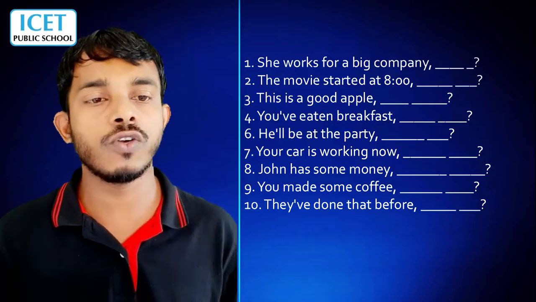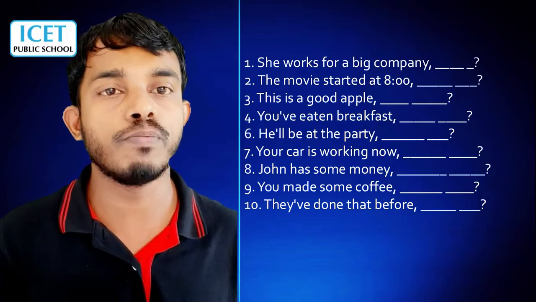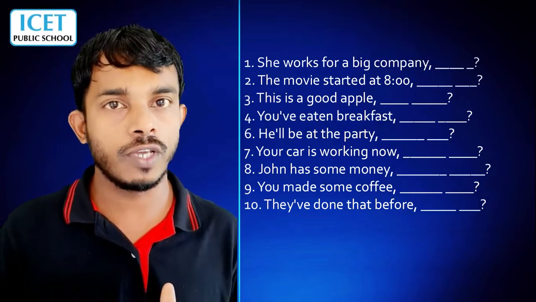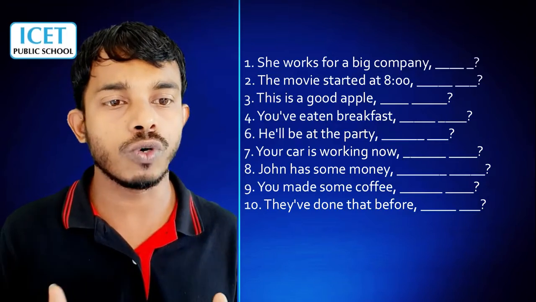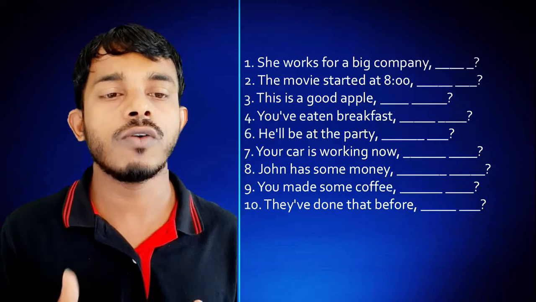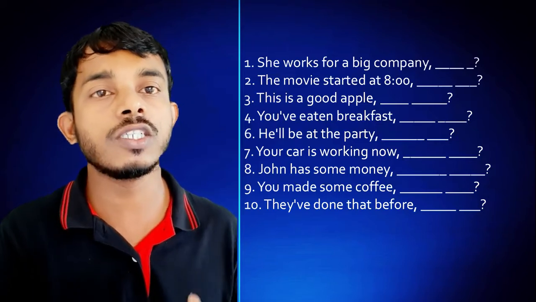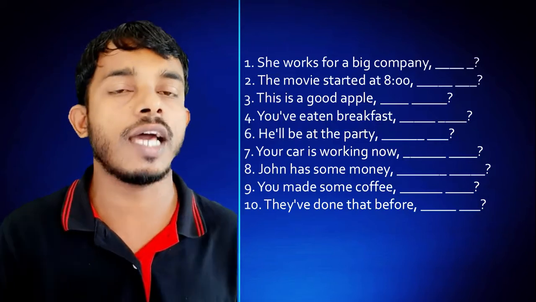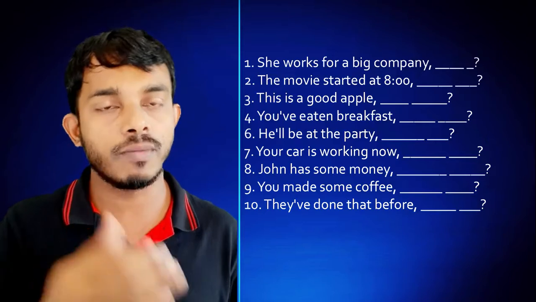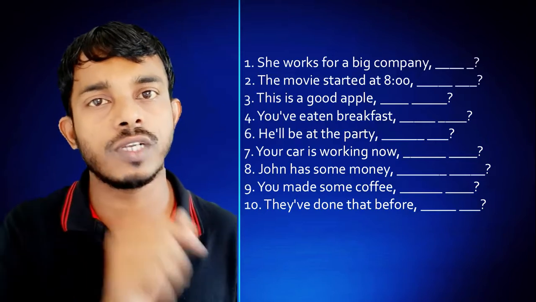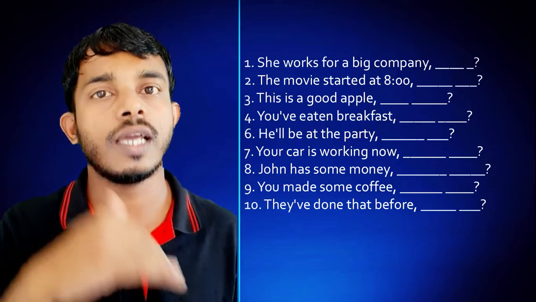The first one I will tell you. She works for a big company. So we know that here the main verb is works and she is singular, so we can use doesn't she. Doesn't she is the answer for the first one. The remaining ones you can do. I think it is very simple. So you do it and send it to me.